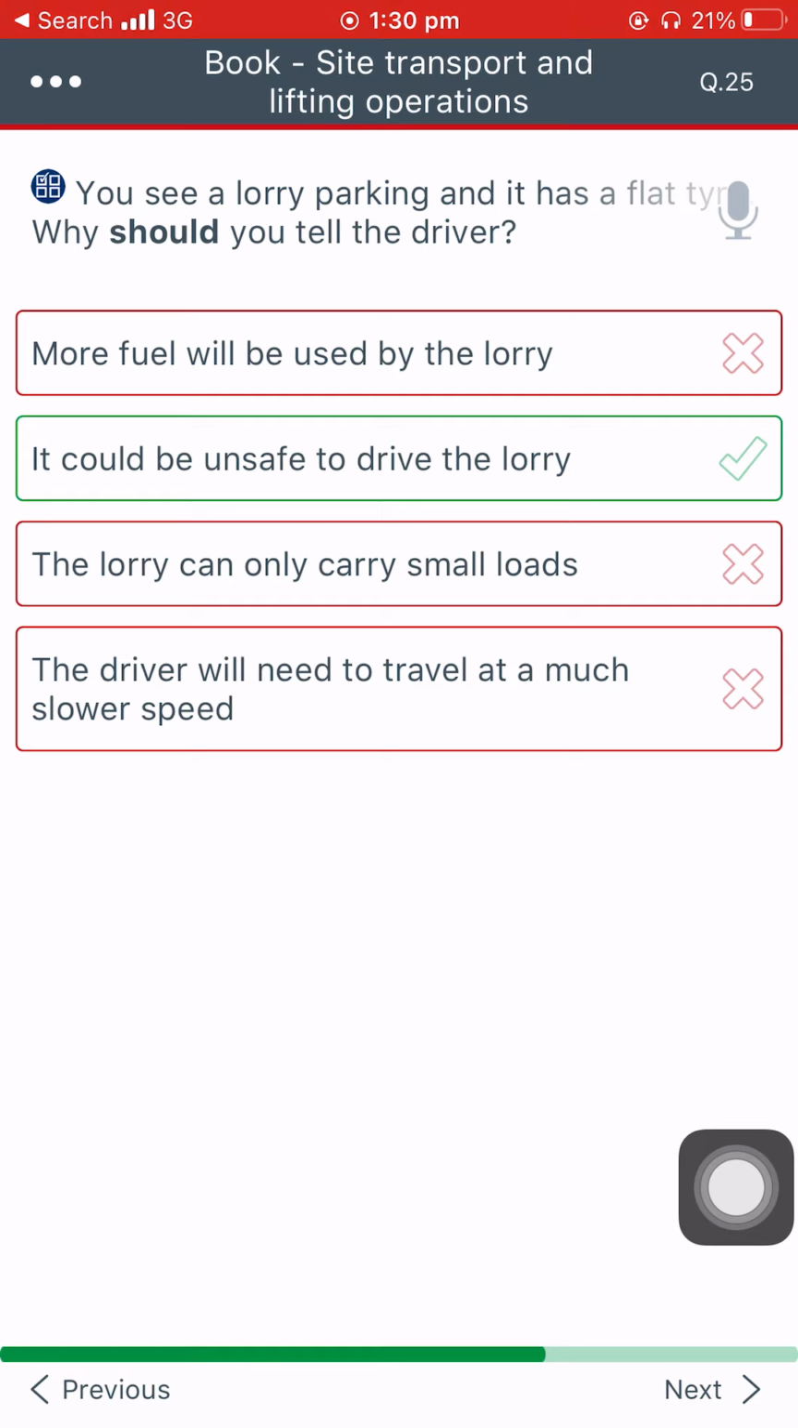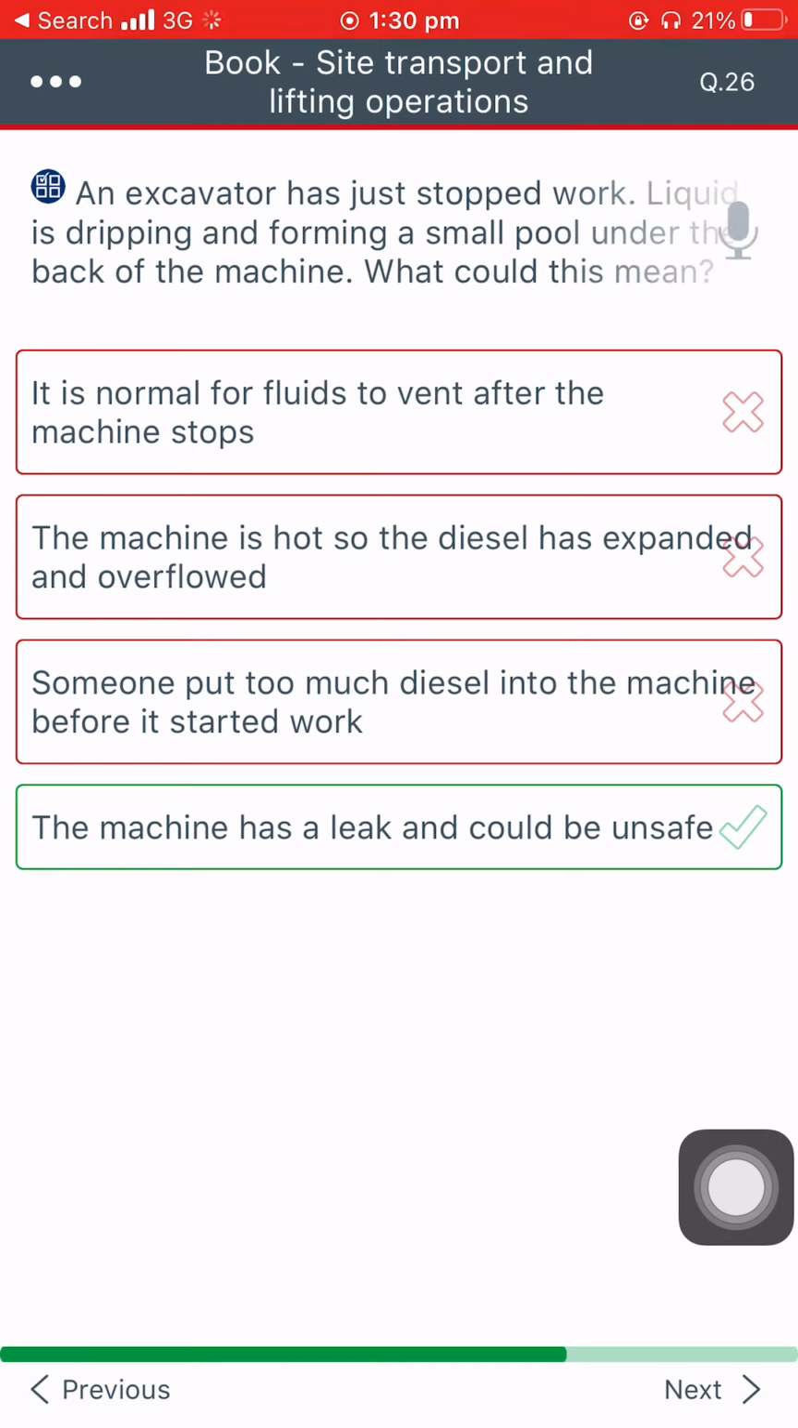You see a lorry parking and it has a flat tyre. Why should you tell the driver? More fuel will be used by the lorry. It could be unsafe to drive the lorry. The lorry can only carry small loads. The driver will need to travel much slower.